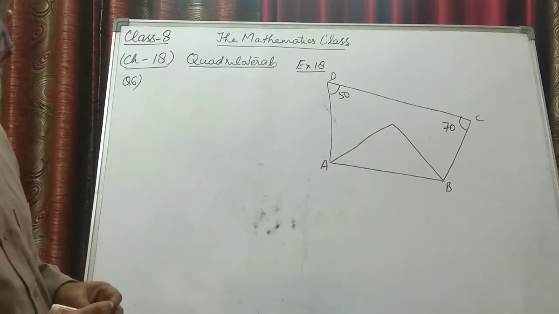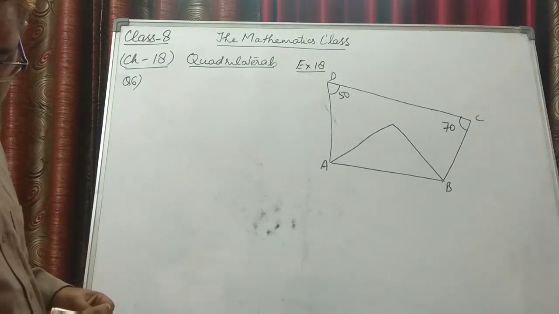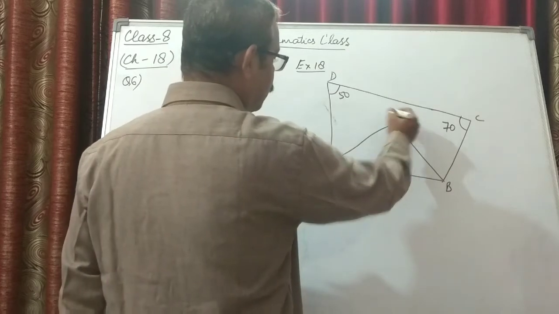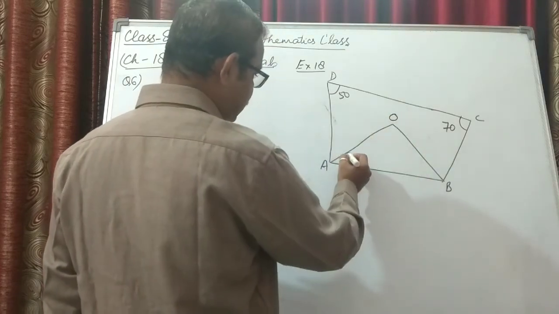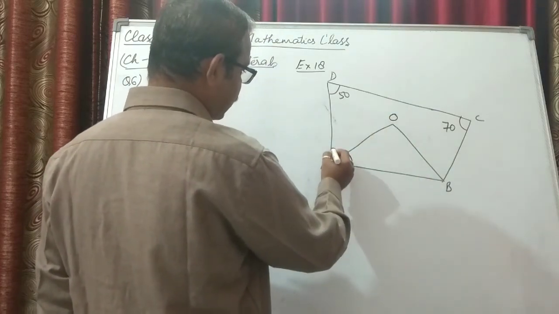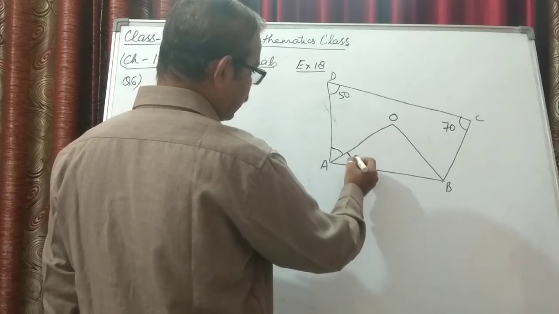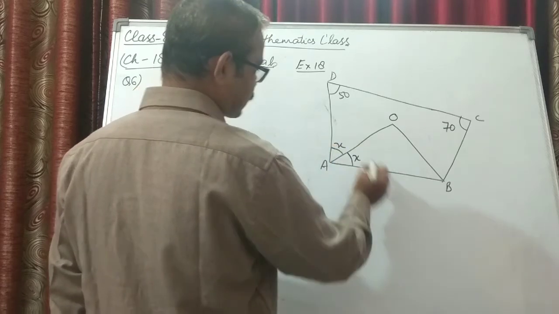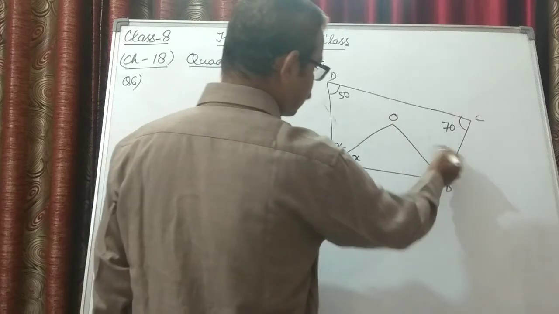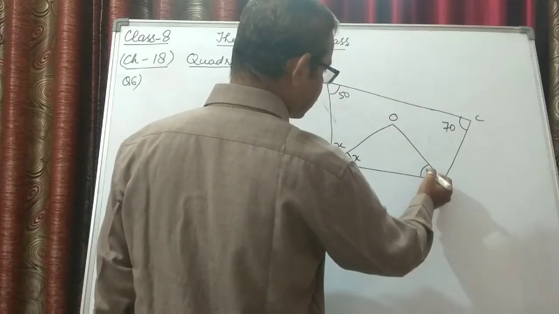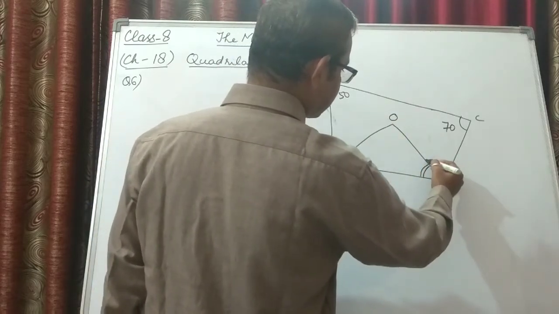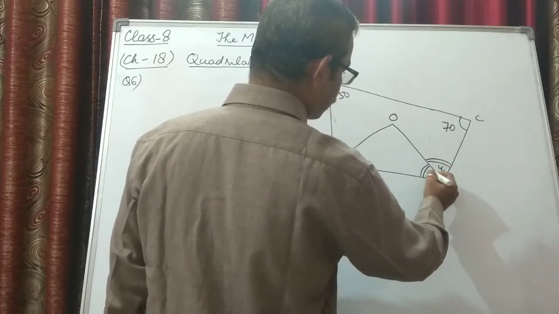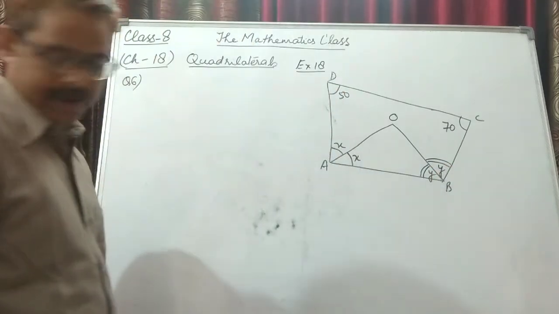They say ABCD is a quadrilateral. AO and BO are the angle bisectors of angle A and B. This is a point O. AO bisects angle A, meaning whatever is the measure of this angle, the same is the measure of this angle. So let us take this angle as x, so this also will become x. Similarly, BO is the bisector of this angle, so let us take this angle as y, and this also will become y.